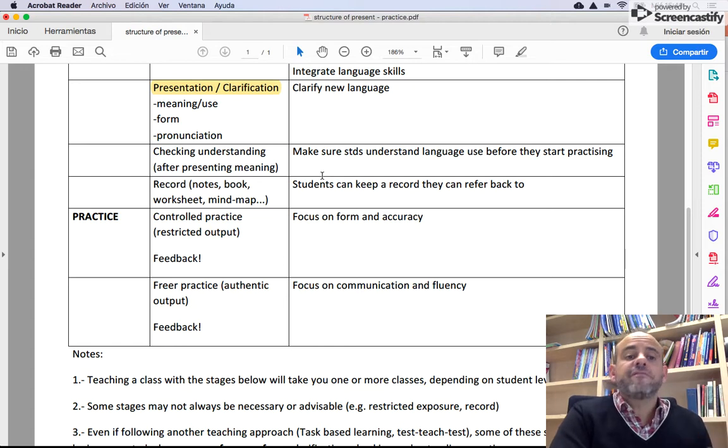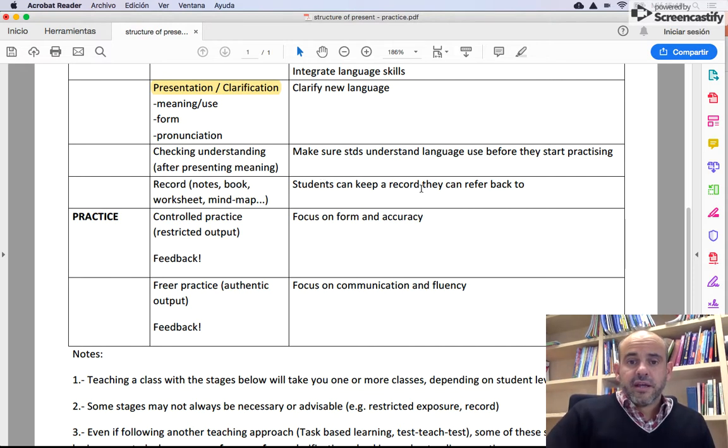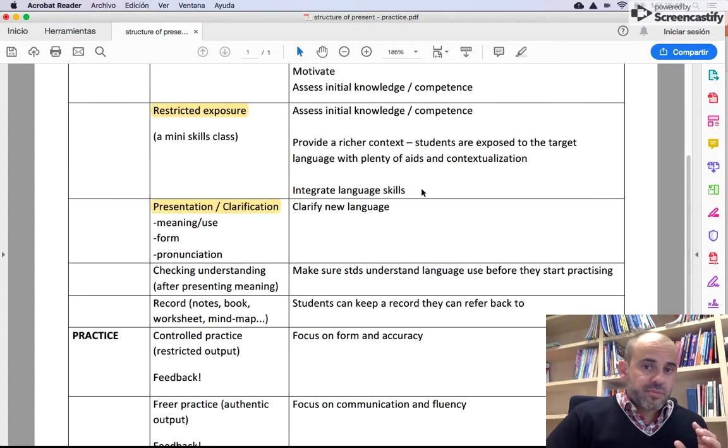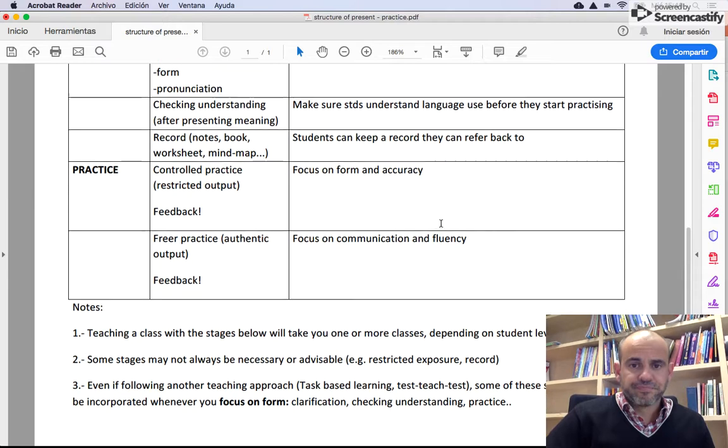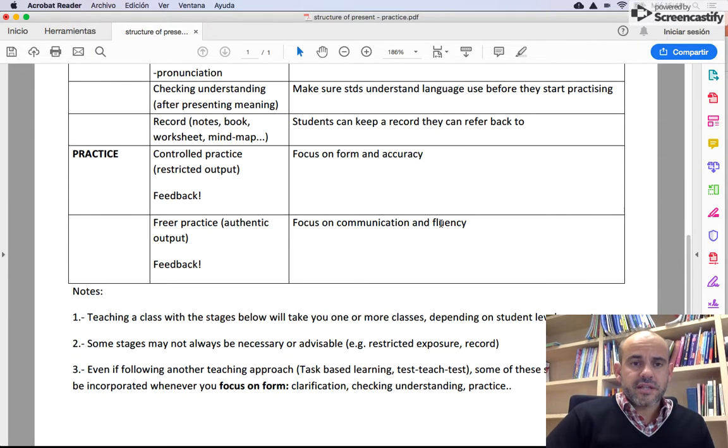As I was saying, we finish the stage with a record, asking the students to take some notes in their notebook, etc. Typically we don't do this whenever we work with textbooks because the textbooks include the record. Now, once the target language has been presented and checked, we would move on to the practice. And here the practice tends to move from more controlled to freer or less controlled.